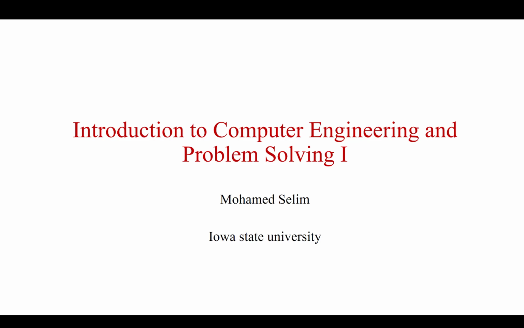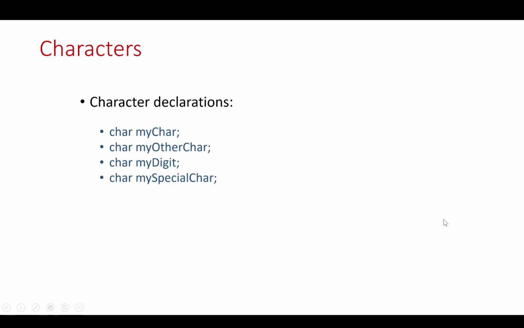So let us start by saying how we can declare a character. A character is another type like int, double, and float. If you are going to declare any character variable, you are going to use char before it. For example, here I have char my character, char my other character, char my digit, char my special character. Every time you declare any character, you have to use char before it.